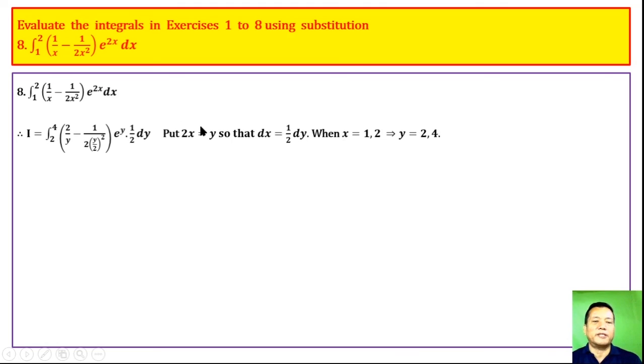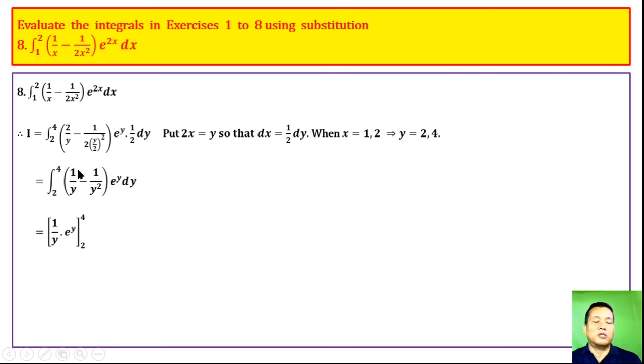And 1 by x, x is what? X is y by 2. Its reciprocal is 2 by y. Twice x, x is replaced by y by 2, whose square is this. And for e to the power twice x, we get e to the power y. For dx, we get half dy. Simplifying, we get this, which is in the standard form.